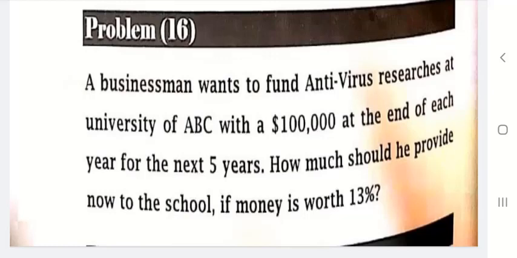In this example, the present value will be paid now to get $100,000 every year for 5 years. So R will be equal to $100,000 and N will be equal to 5, J equal 13%, M equal 1, and I will be equal to 13%.